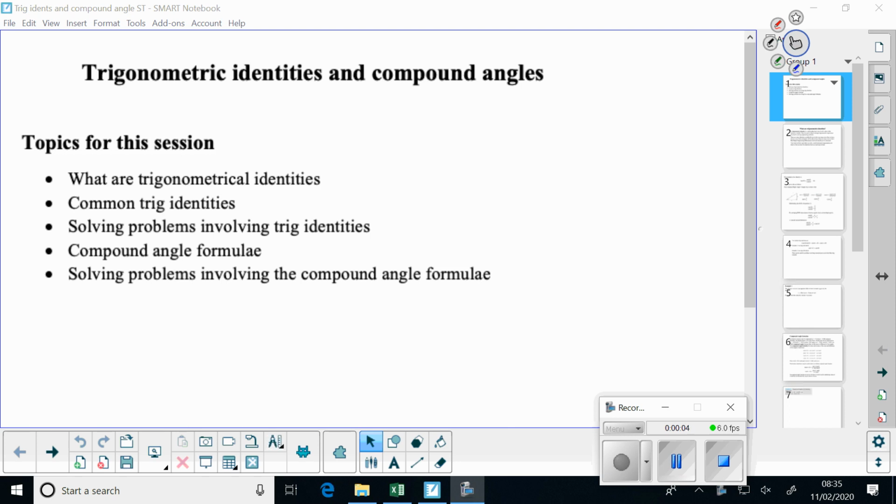Trigonometrical identities of compound angles. Alright, so today we're going to have a look at what trig identities are, the common trig identities, of which there are many more in your maths book that I suggested for this course, the Bird, Higher Engineering Mathematics. Solving problems involving trig identities. I look at the compound angle formula and solving problems involving the compound angle formula. That's our target for today.